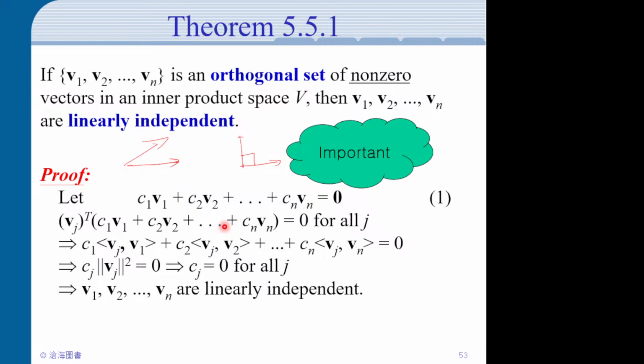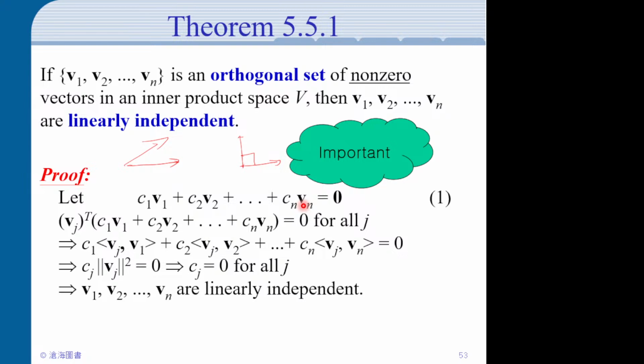Okay, but we want the actual proof here, so let's go through the proof. Let's assume this set is orthogonal, and we want to show it's linearly independent. Remember in chapter 3, to show linear independence, we check this equation: C1 V1 plus C2 V2 plus Cn Vn equals 0 only when all the C are 0.